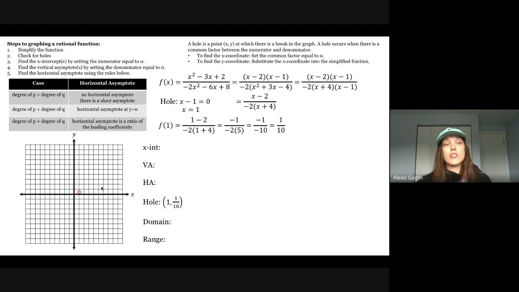Okay, so once you find the hole, then we're going to find the x-intercept. So to find the x-intercept, that's where I set the numerator of our simplified equation equal to 0. So I'm going to set x minus 2 equal to 0, which means that x equals 2. So that means that this function crosses the x-axis at 2, 0. So then again, I'm going to go over to 2, 0, and this time I'm going to draw a filled in circle right there.